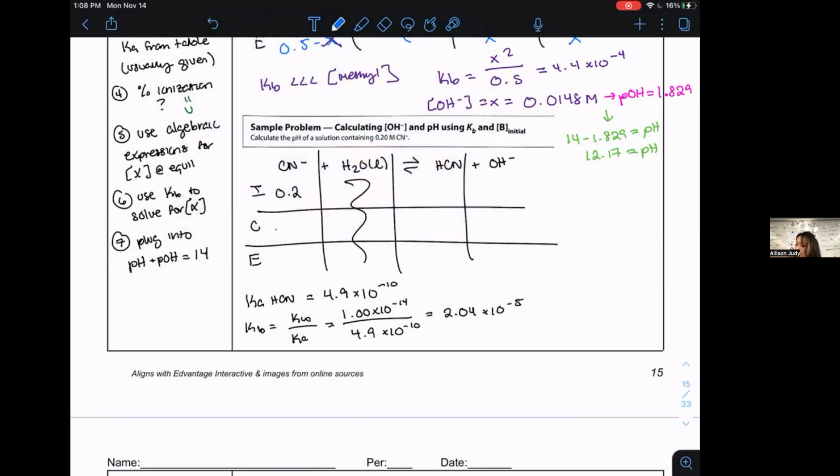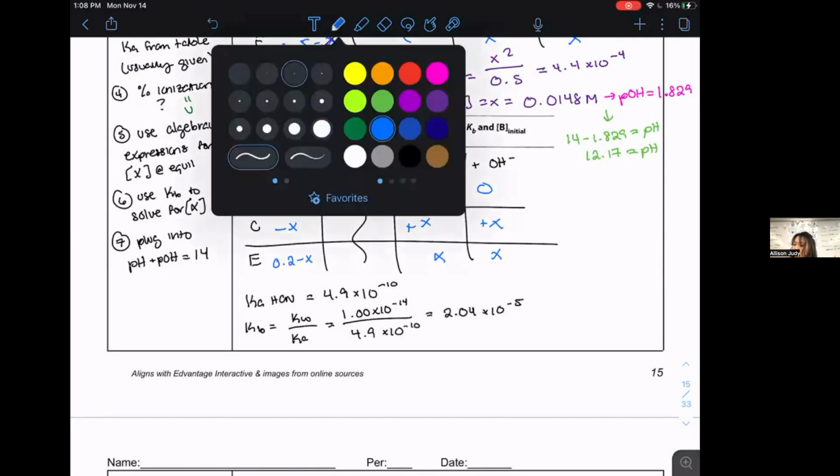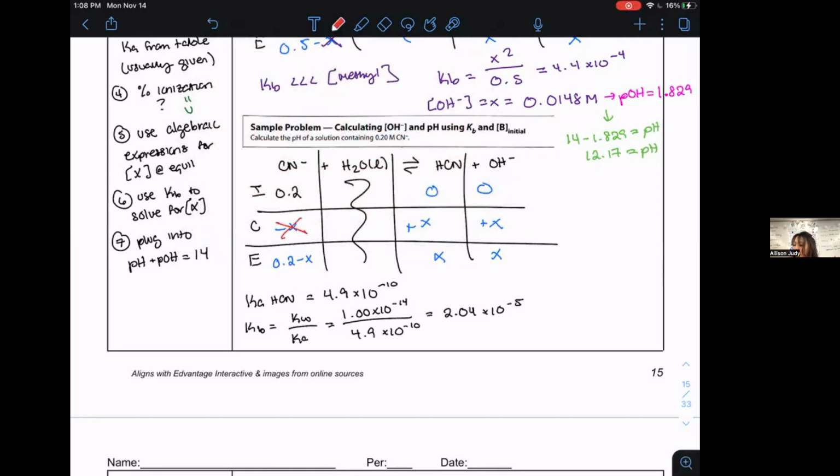You know that the change will be a 1-to-1 ratio because that's what we're transferring. That leaves you with an equilibrium algebraic value of x, and 0.2 minus x. Now the question is, is the Kb value more than 1,000 times smaller than the initial concentration? And the answer is heck yes. You're more than 10,000 times different, so you know this is going to be negligible. It doesn't actually matter in the end.